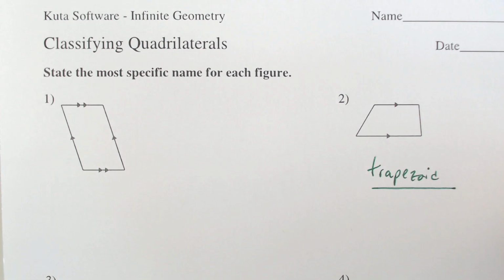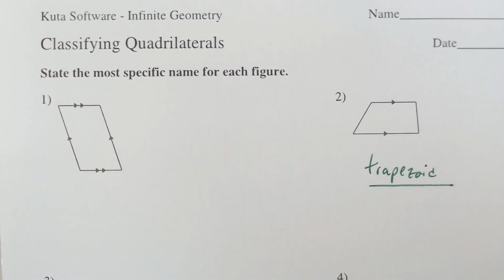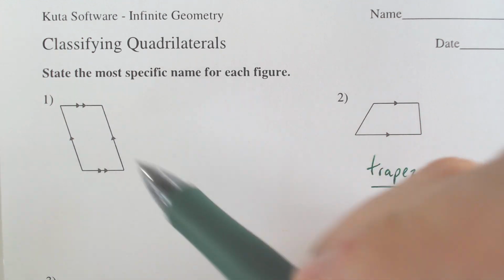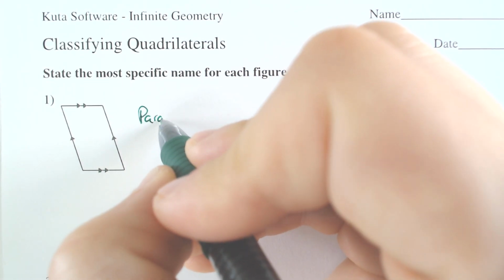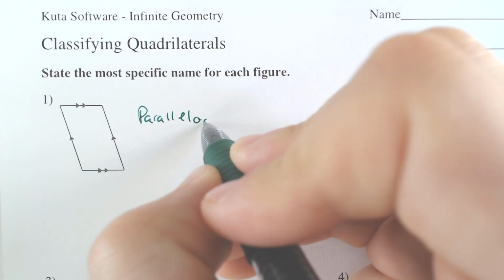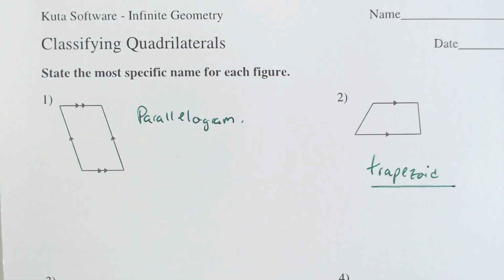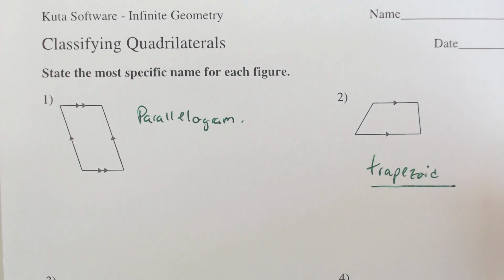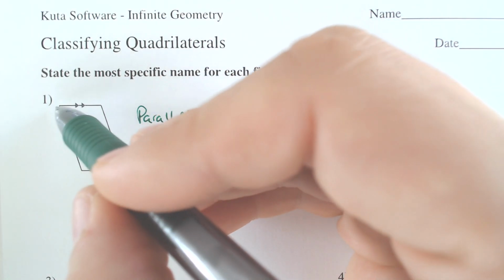For number 1, which I've considered a little harder, which is why I did it second, it has two sets of parallel sides. So it automatically is going to be a parallelogram. Can we classify it as anything else? Do we have any right angles? We don't know. If we did, it'd be maybe a rectangle. Do we have any other information provided to us?